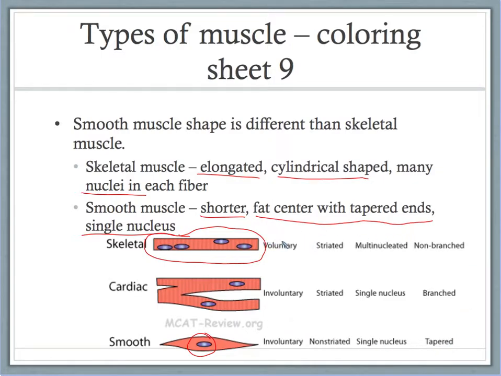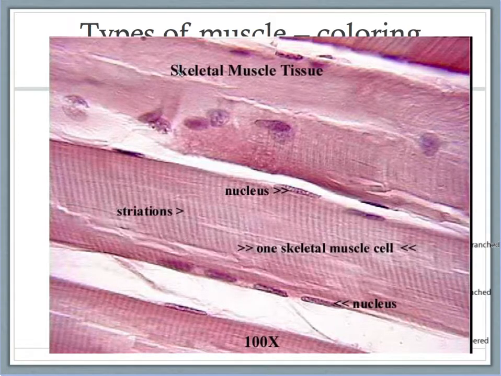So control is voluntary for skeletal, it's involuntary for smooth. Skeletal muscle has striations, smooth muscle does not. As far as number of nuclei, your skeletal muscle is multinucleated, your smooth muscle has a single nucleus. And because skeletal is long and cylindrical, it's not branching. And then your smooth muscle is tapered. We're going to talk cardiac here soon.